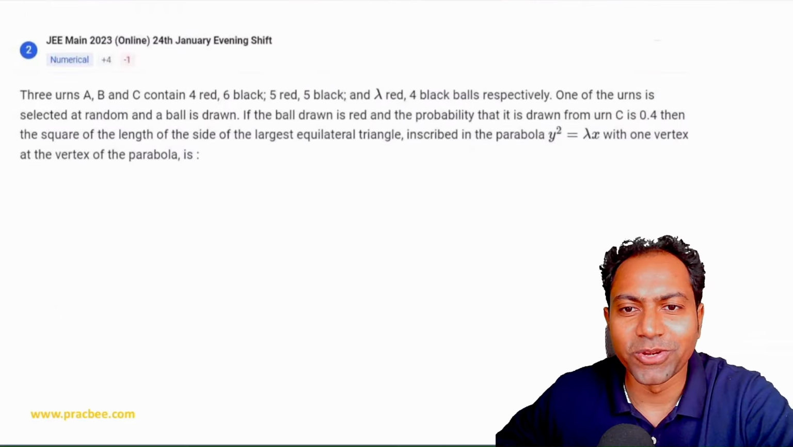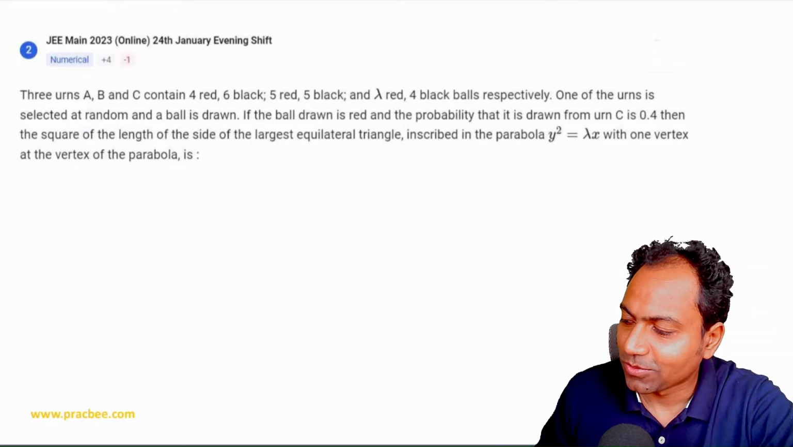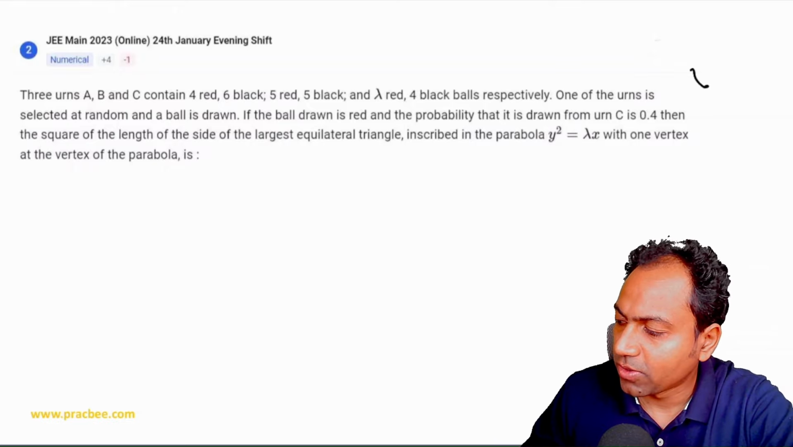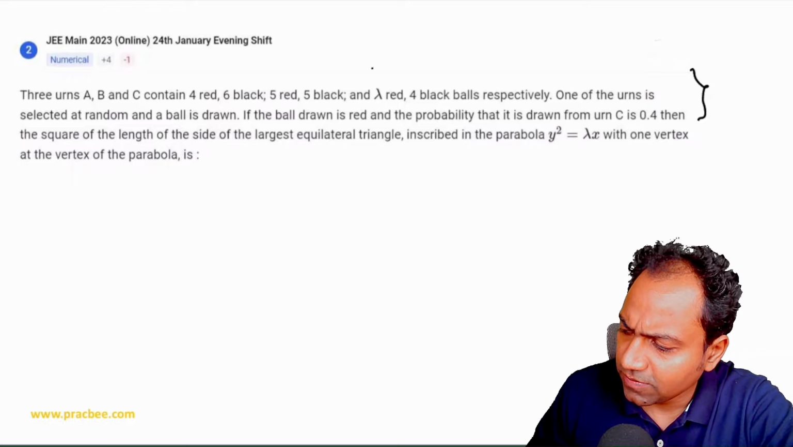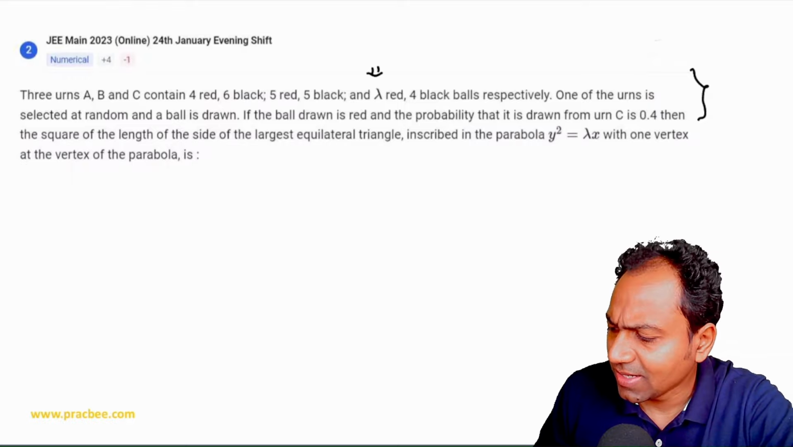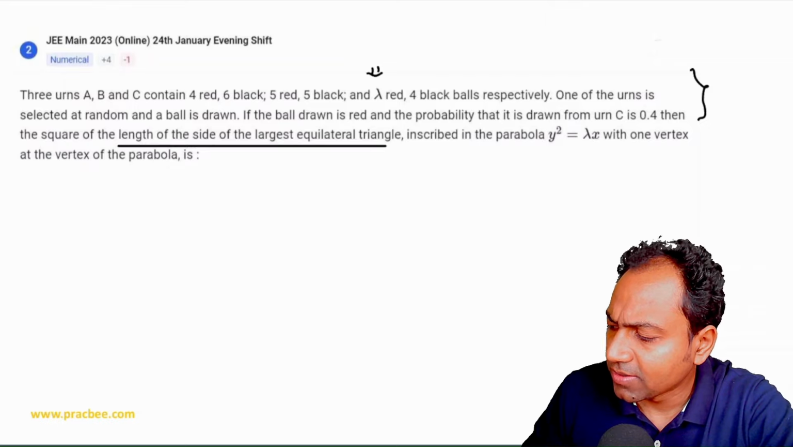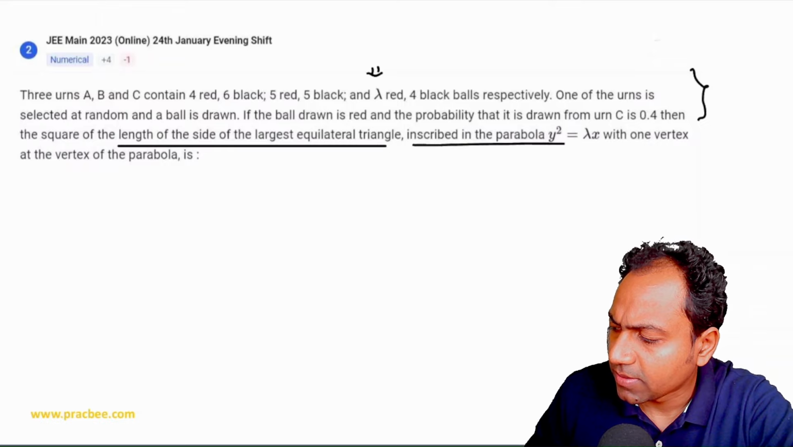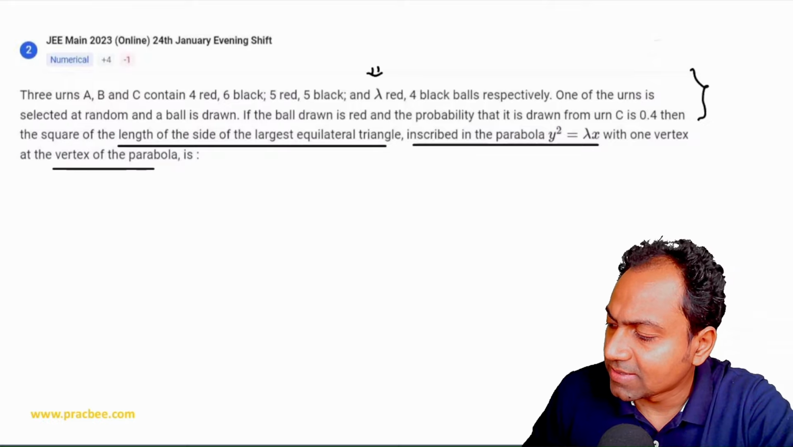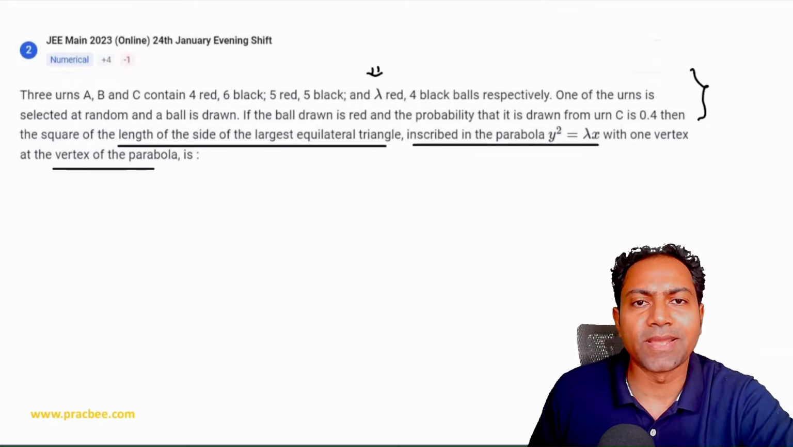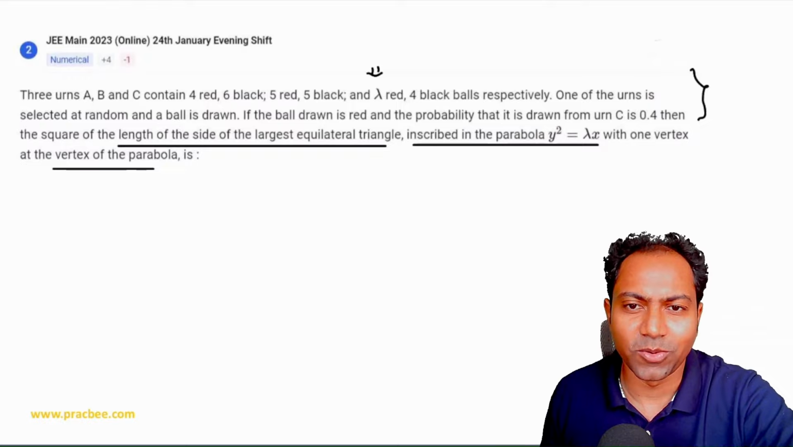If I look into this 2023 question, there are two parts of the question. One is similar to what we have just done, and the second, when we find this value of lambda, what they are asking is basically the length of the side of the equilateral triangle. They have taken this question into coordinate geometry after that part. So they want us to find the length of the side of an equilateral triangle whose vertex is at the vertex of the parabola and is inscribed in the parabola y square is equal to lambda x, and lambda will come from the first part, that is the probability part.